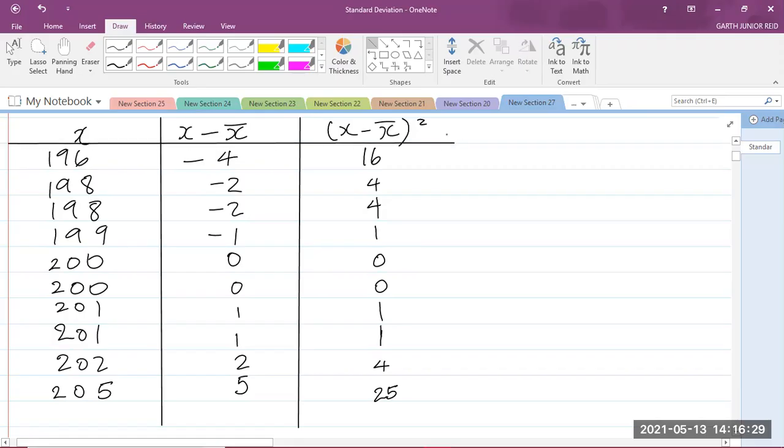Good. So just going to draw some lines here just to make it a bit neater. All right. Okay, good. So we are now on track.